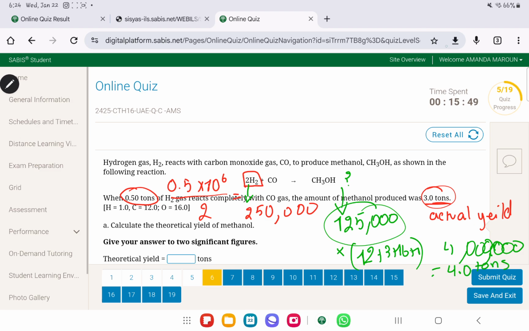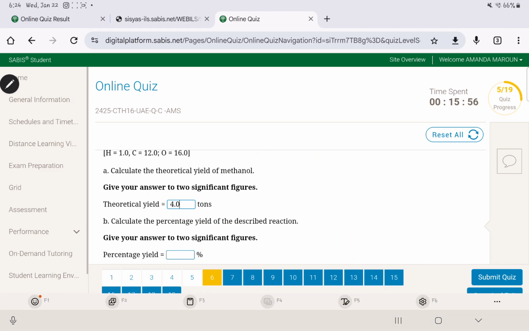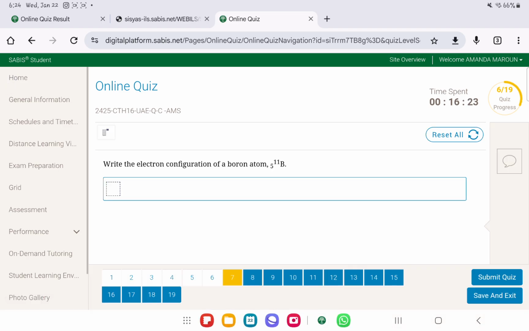So our theoretical yield is 4.0 tons. Now to find the percentage yield, you should know that percentage yield is actual yield, which is 3.0 tons, over theoretical yield, which is 4.0 tons, times 100. So 3 over 4 times 100, you will get an answer of 75. So it is 75% of percentage yield. Please pay attention to the significant figures as well.